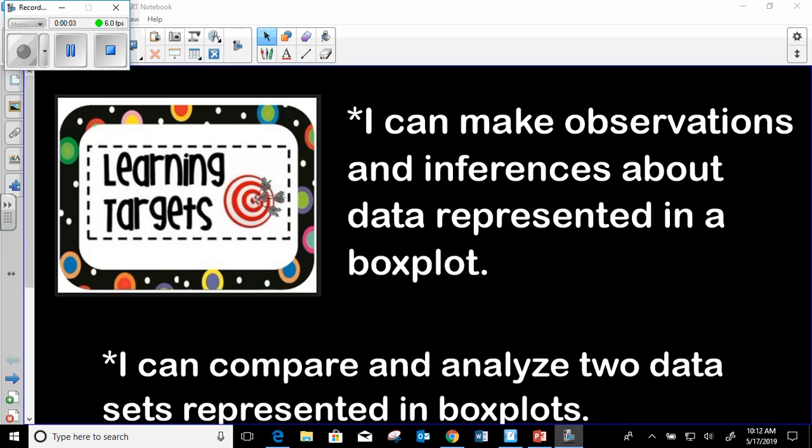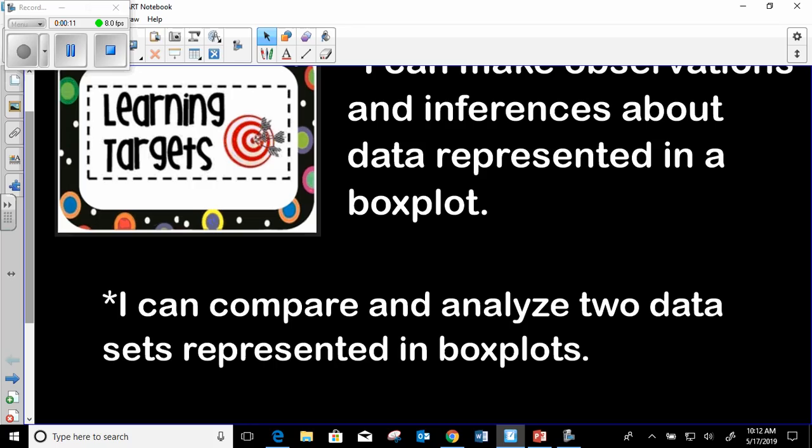Today we are going to be making observations and inferences about the data that is represented in a box plot. And you're going to compare and analyze two data sets represented in a box plot. So this is day 2 of box plots, and we already know how to find the lower quartile, the median, and the upper quartile, then of course your lower extreme and your upper extreme.